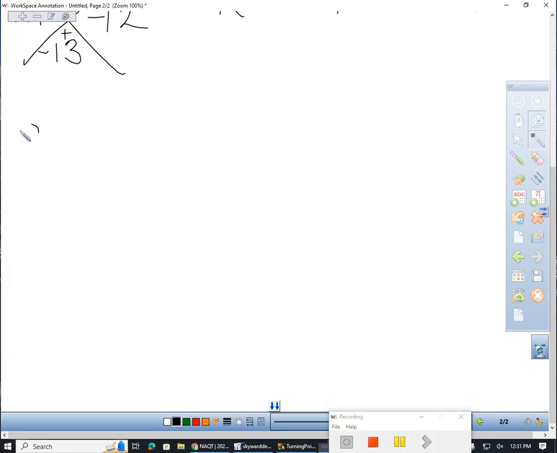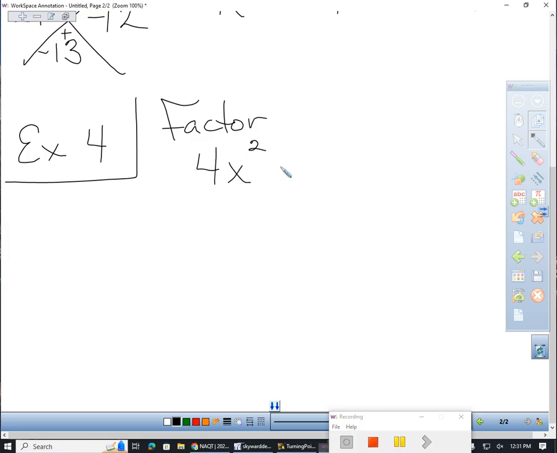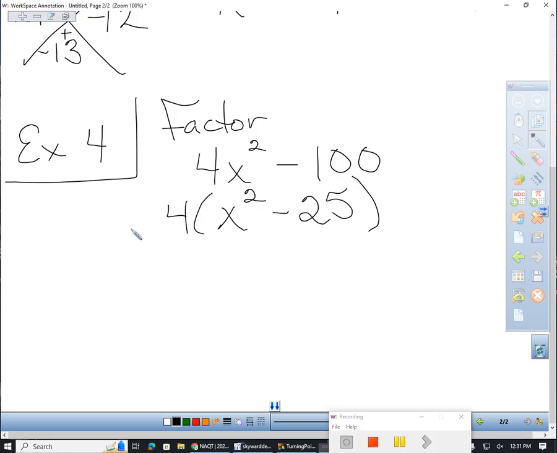Example 4. All right, let's try another one. How about, let's factor 4x squared minus 100. Greatest common factor is what? 4. Very good. So I'm going to undistribute a 4. If I take 4 out of the first one, I'm left with x squared. If I take a 4 out of negative 100, I'm left with negative 25. Now I draw my x.